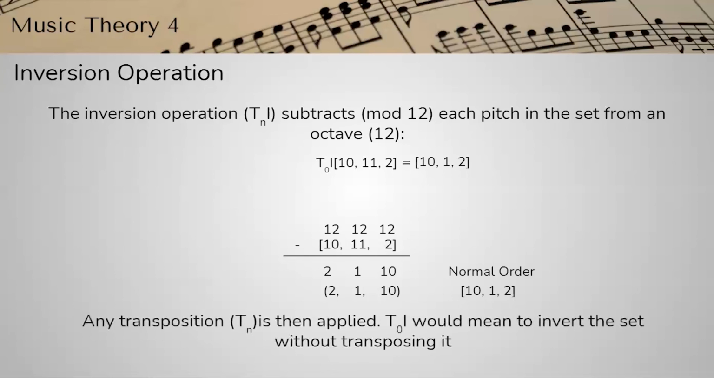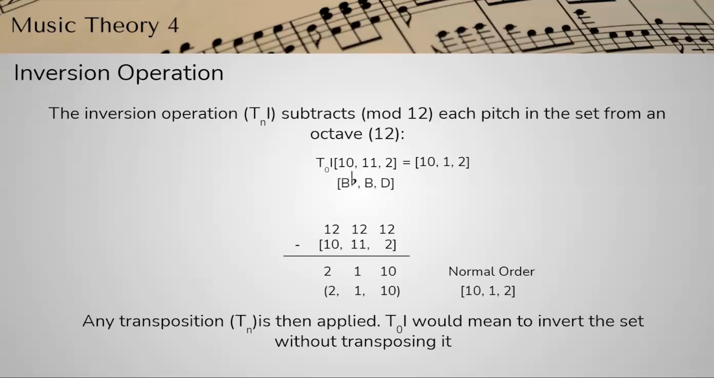All right, now, like I said, for some reason, the transposition operation would be applied after this because this is like a compound operation for some reason. I don't know why. But what we did is we did T0, which means transpose 0. So we're not transposing it. We're just inverting it. Okay.